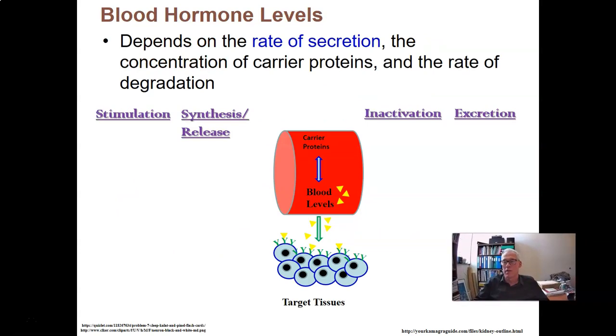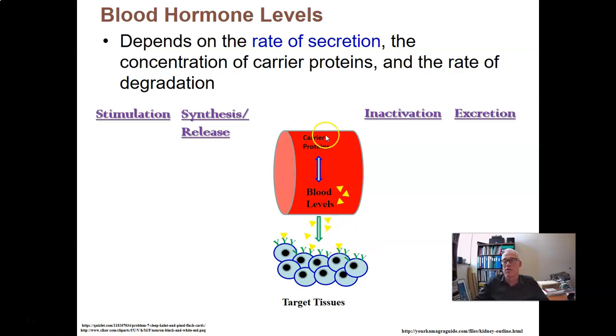So I drew a little cartoon to illustrate this principle. Here we see a population of target cells with hormone coming to them, diffusing from the bloodstream and binding to receptors. All those bound receptors are now activated, and the higher the concentration of hormone in the blood, the more that's going to come flooding over here, and the more receptors are going to be occupied. So that helps make it a little more obvious.